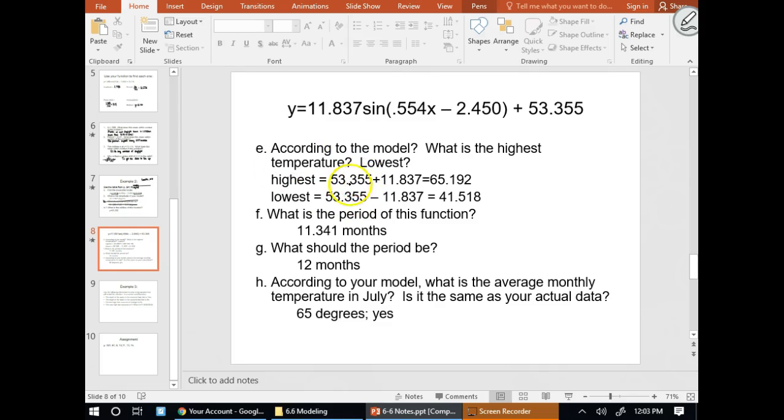All right. So if I take the midline and add the amplitude, it gives me the highest possible value. So that would be that 65.192. In a similar manner, if I want to know the lowest, I would take the midline and I would subtract the amplitude. And that would give me the lowest possible value in this case. So in this case, the highest average temperature should be 65. The lowest average temperature should be 41.51.